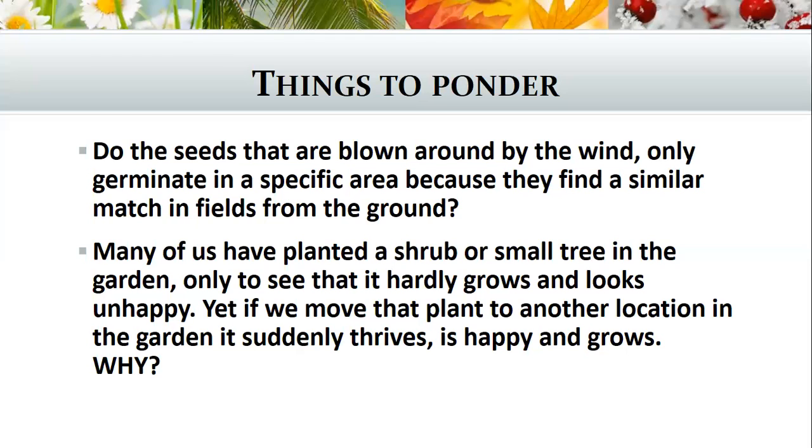And then the other story was, many of us have planted a shrub or a small tree in the garden only to see that it hardly grows and looks very unhappy. And yet if we move that plant to another location in the garden, it suddenly thrives, is happy and grows. And this is a question we have to ask as well. Location is important in terms of getting sun or too much sun, which we've understood. But is it also coming down to the field interactions in the ground, where in certain spots the field interaction is good for the plants, and in certain spots it's not good for the plant? So these are a lot of questions which come to mind when I've understood that one.